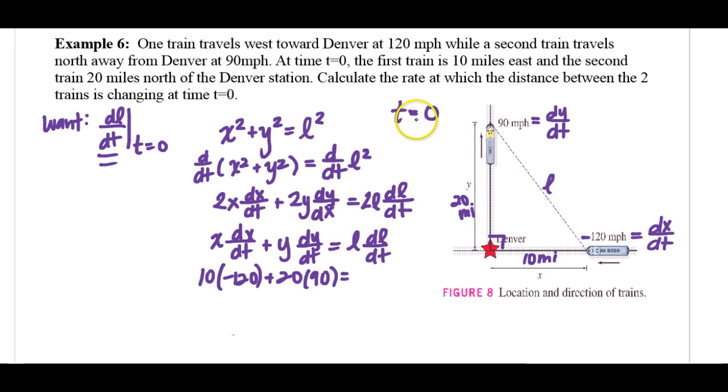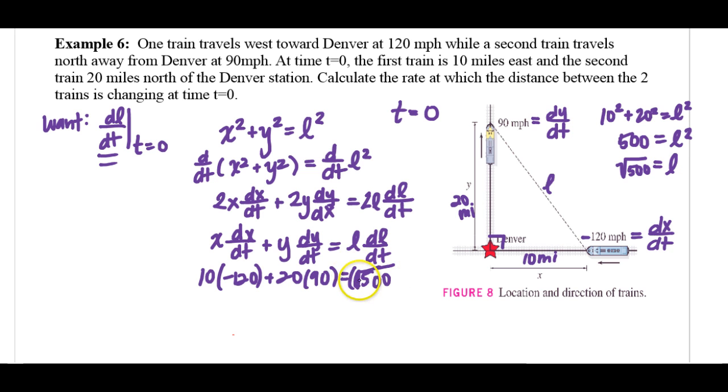So L at time 0 can be found using the Pythagorean theorem with the side lengths 10 and 20. So 10 squared plus 20 squared would give me the hypotenuse squared. So this is 100 plus 400, so this is 500 equals L squared. If I take the square root of both sides and only consider the positive answer, L is the square root of 500. The square root of 500, and then dL/dt.